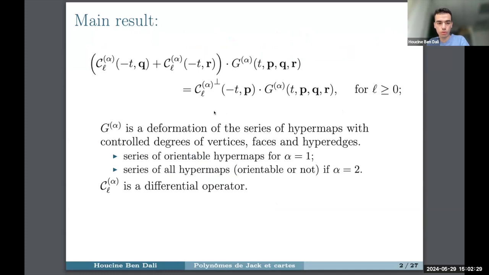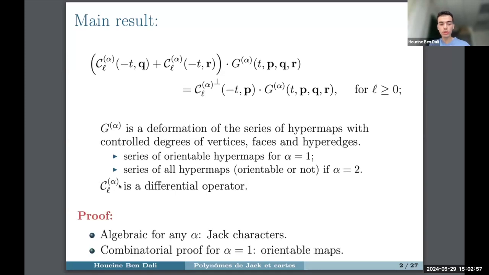appear in this equation. Basically this series G alpha is a one-parameter deformation of the series of hypermaps. When we take alpha equals 1, we obtain the series of orientable hypermaps, and for alpha equals 2, we obtain the series of all hypermaps, orientable or not. And the operator is some differential operator, the same kind as the operators that Victor was talking about in the previous talk. And then I will try to explain very briefly the proof of these equations.